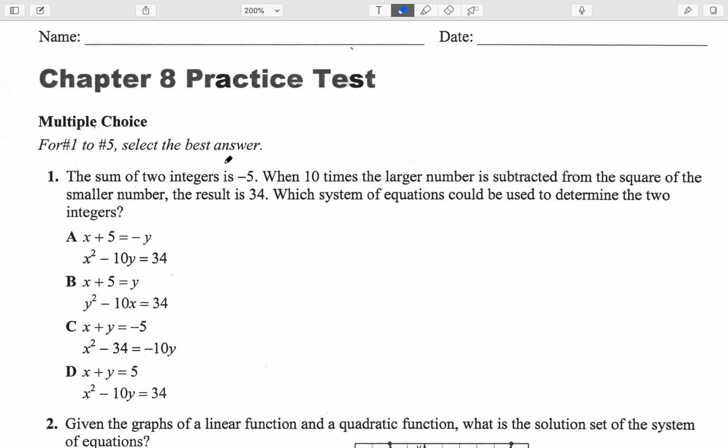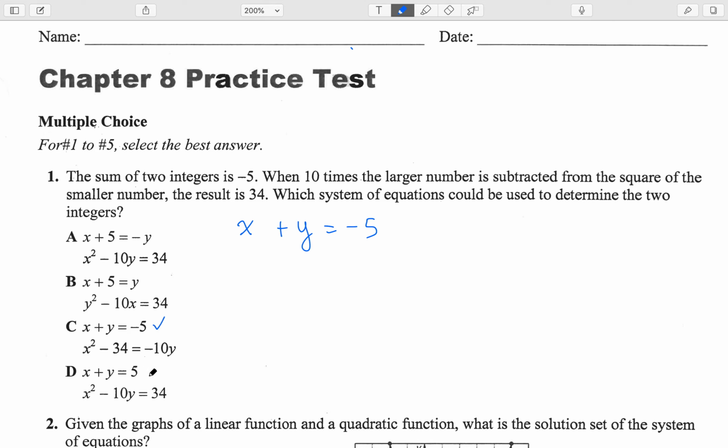This one starts off with a few multiple choice. It says the sum of two integers is -5. 10 times the larger is subtracted from the square of the... Oh, okay, it's complicated. Take a look at the answers. We've got x and y. So obviously the sum of two integers is -5. So if x is one of the integers and y is the other one, I know that x plus y is equal to -5, right? So in other words, x plus y is equal to -5.